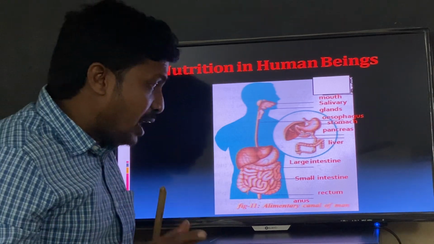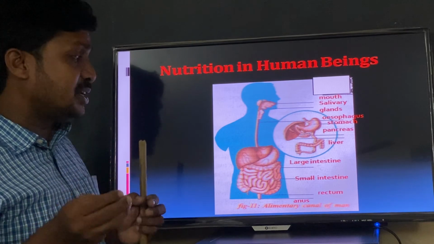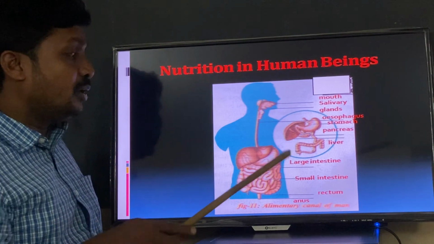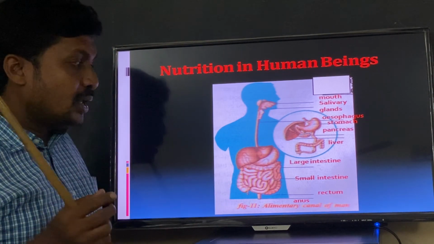What is the function of large intestine? No enzymes are released here. Why? Because digestion is completed in small intestine only. The remaining undigested food enters into the large intestine. What is the function of large intestine?